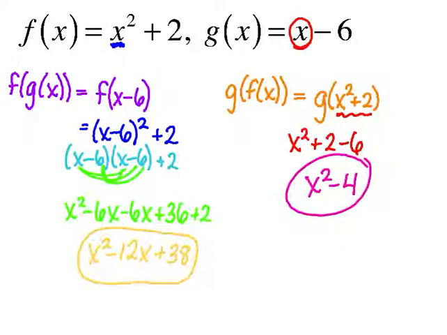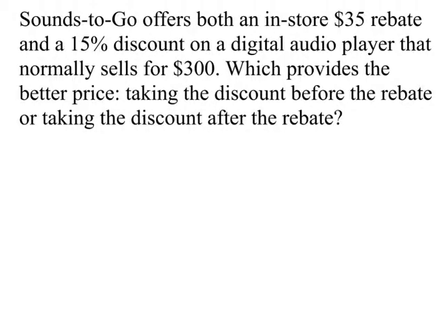Okay. Last thing we're going to look at is a story problem. Sounds to Go offers both an in-store $35 rebate and a 15% discount on a digital audio player that normally sells for $300. Which provides the better price? Taking the discount before the rebate or taking the discount after the rebate? Before, because it's a big. So let's figure it out.